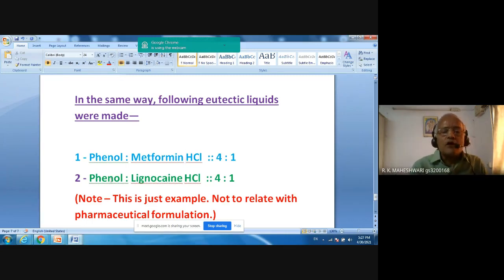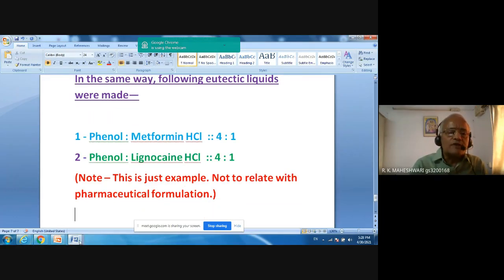Similarly, phenol and lignocaine hydrochloride in 4:1 ratio, again you will get a eutectic. The thing is that metformin hydrochloride has very good solubility in melted phenol. Similarly, lignocaine hydrochloride has very good solubility in melted phenol. That's why you are getting the eutectic liquid. This is just an example, not to relate with formulation. Okay, coming to the next slide.